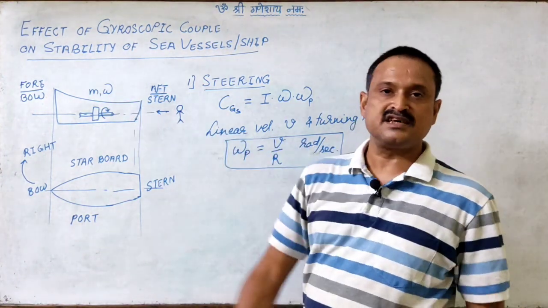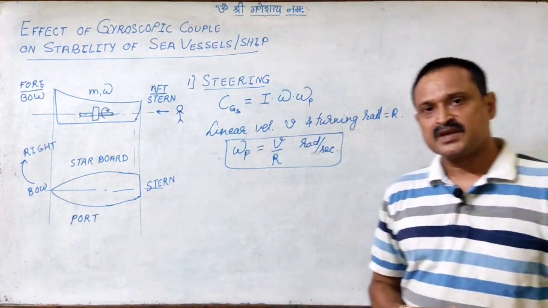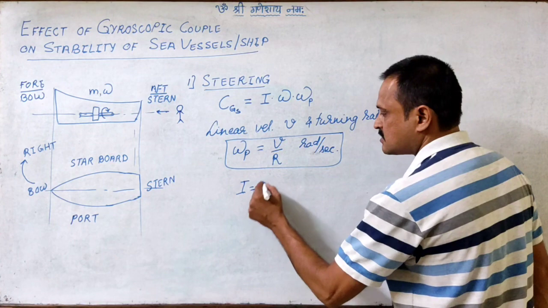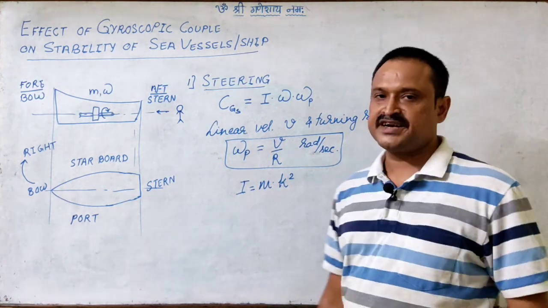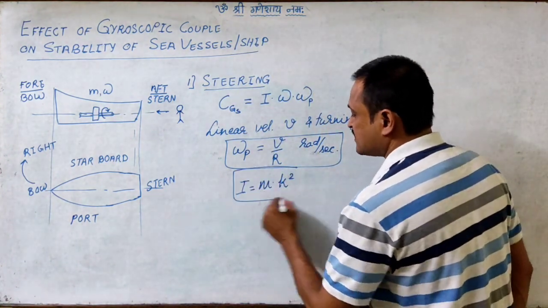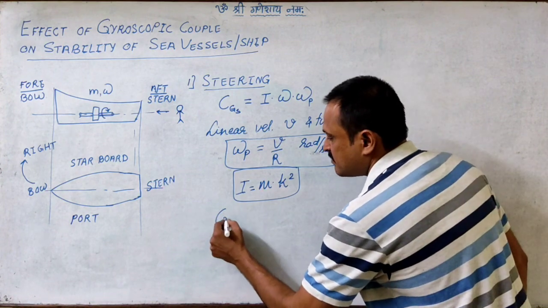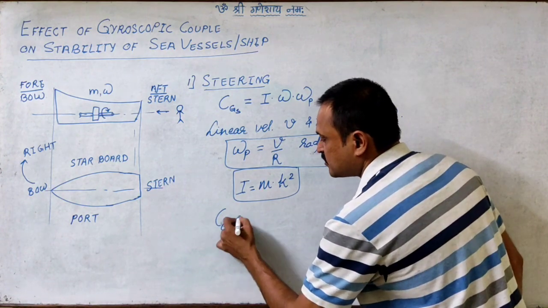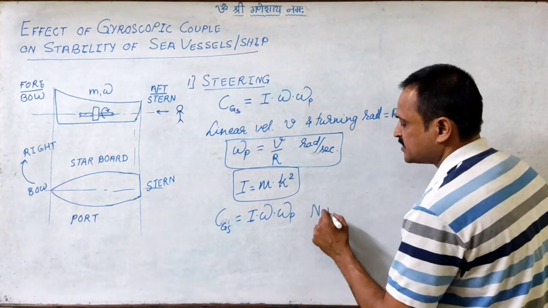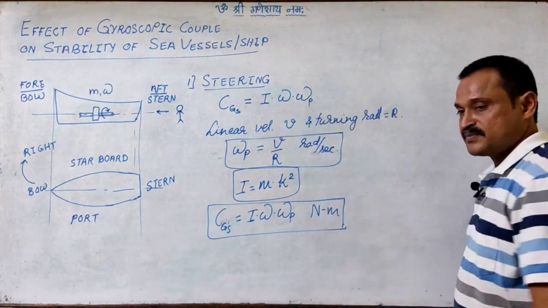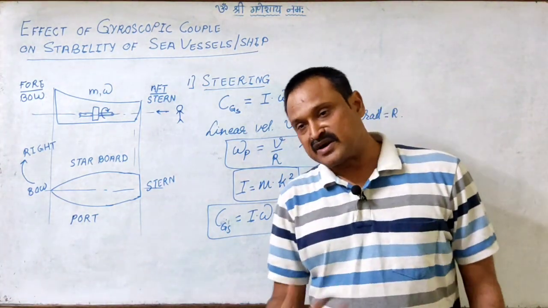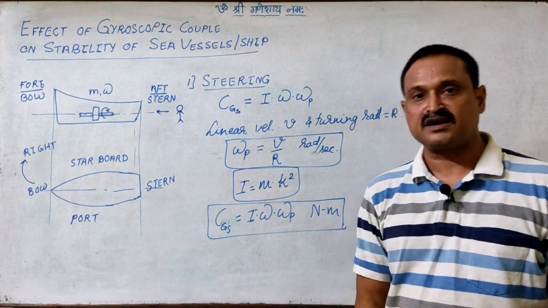Omega is the angular velocity of the spinning body, and I is mass into the radius of gyration squared. So if we know all these values, I can determine the magnitude of the gyroscopic couple due to steering, which we know as I omega p Newton meter. So this will be the magnitude. Now the magnitude is done, so we have understood the magnitude of this gyroscopic couple.